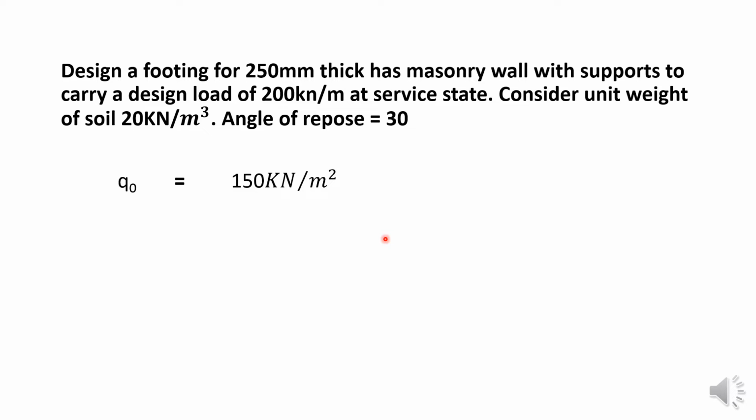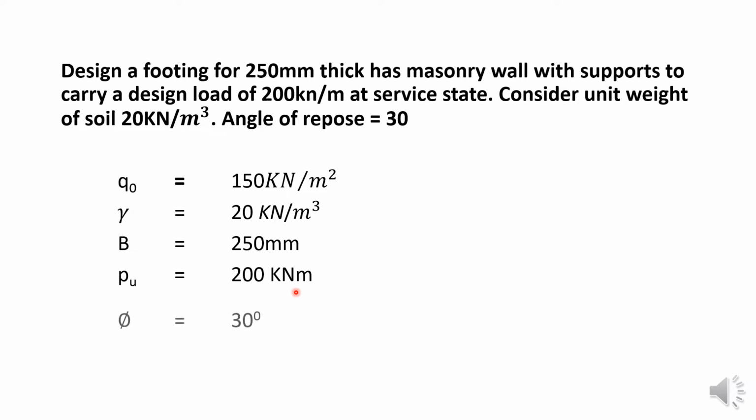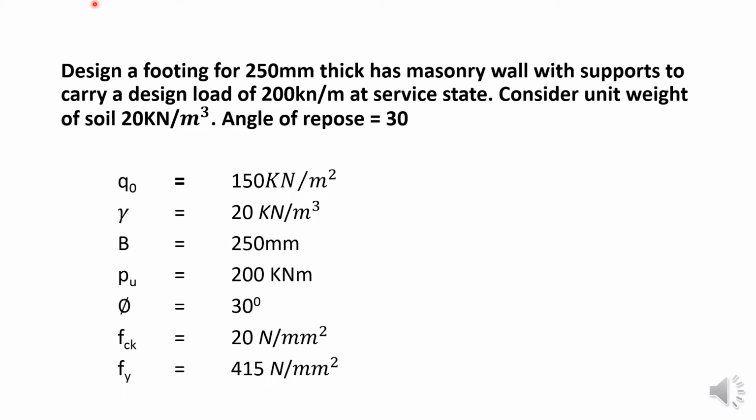Q0 is equal to 150 kN per meter square. Then gamma is equal to 20 kN per meter cube. The wall thickness is 250 mm. Load is given as 200 kN per meter. Angle of repose is 30 degrees. Characteristic compressive strength is 20 Newton per mm square, and characteristic tensile strength is 450 Newton per mm square.